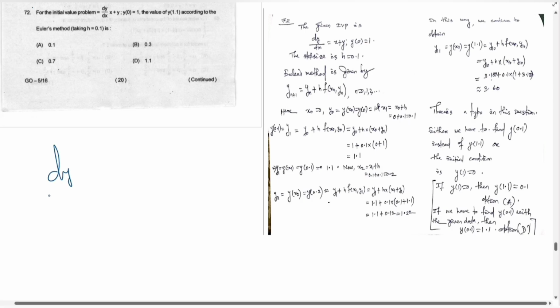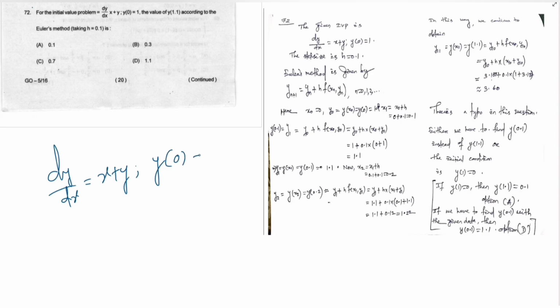In question number 72, an initial value problem is given to us. We have to find the value of y at 1.1 using Euler's method with the step size h equal to 0.1. The given differential equation is derivative of y equal to x plus y with the initial condition y of 0 equal to 1. You have to find y at 1.1 using Euler's method.